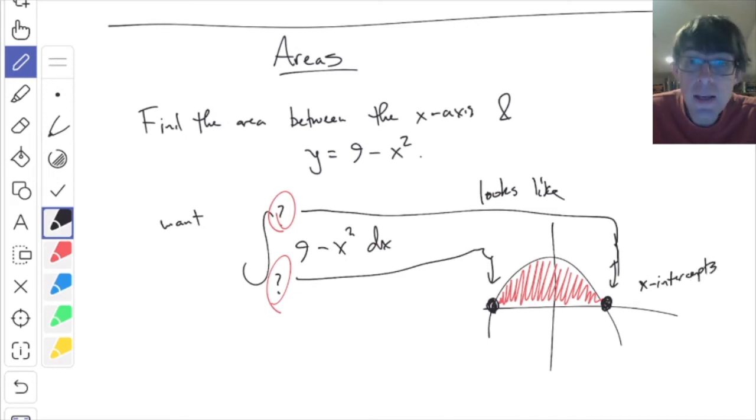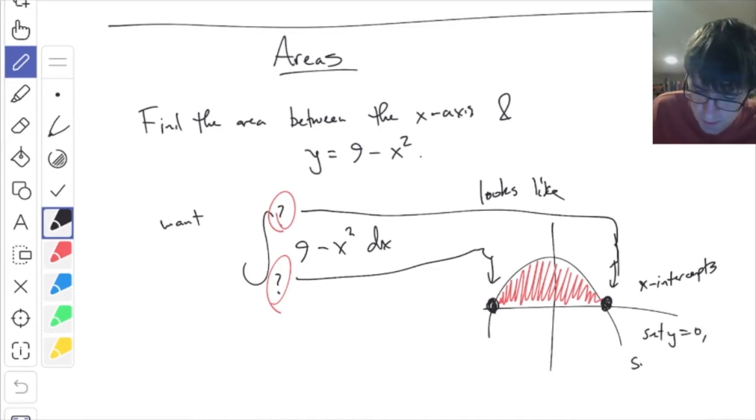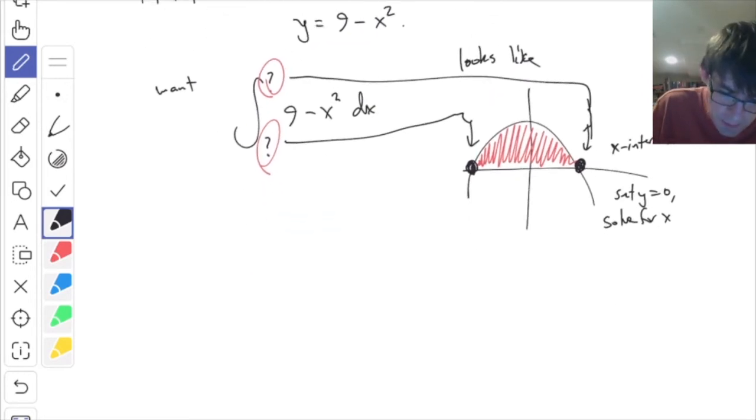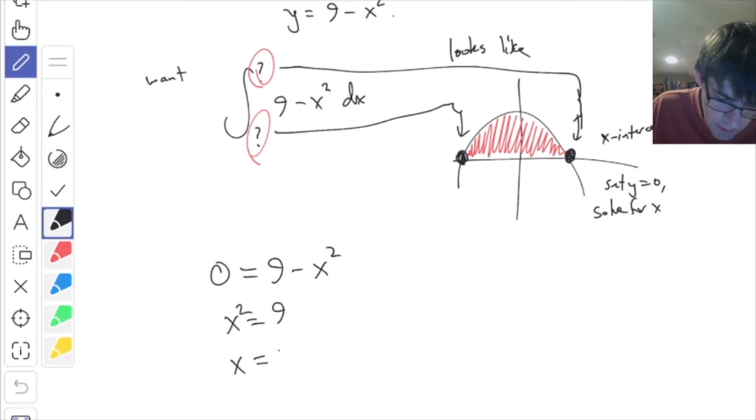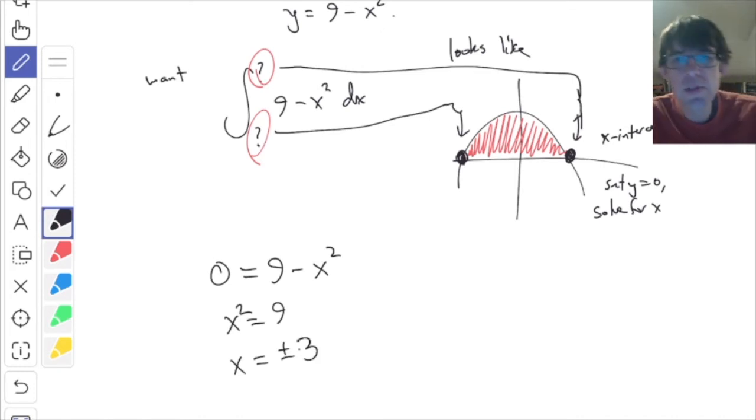And the way to find those x-intercepts is we set y equals 0, solve for x. All right, let's do it. Y equals 0, solve for x. So I go 0 equals 9 minus x squared. And then can we solve this for x? I think we can. If you add the x squared over to the other side, it says x squared equals 9. Take the square root, I get x equals plus or minus 3.